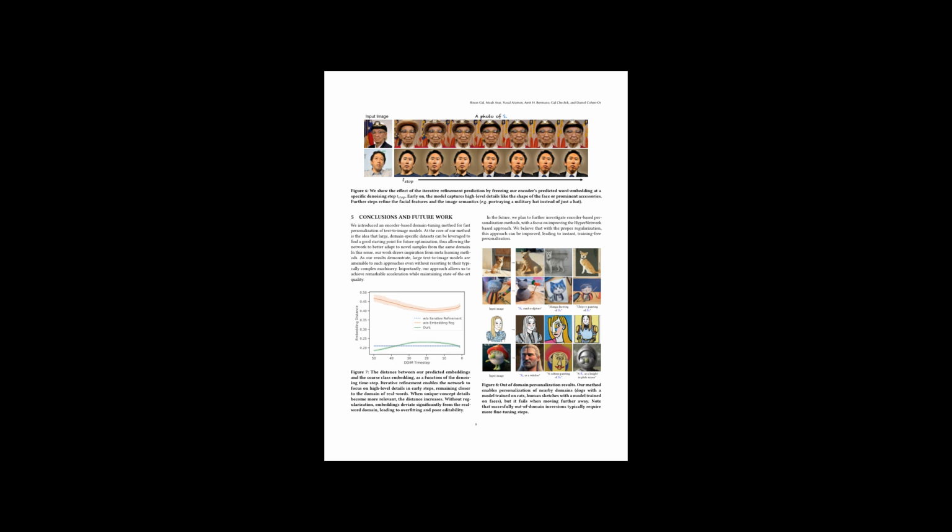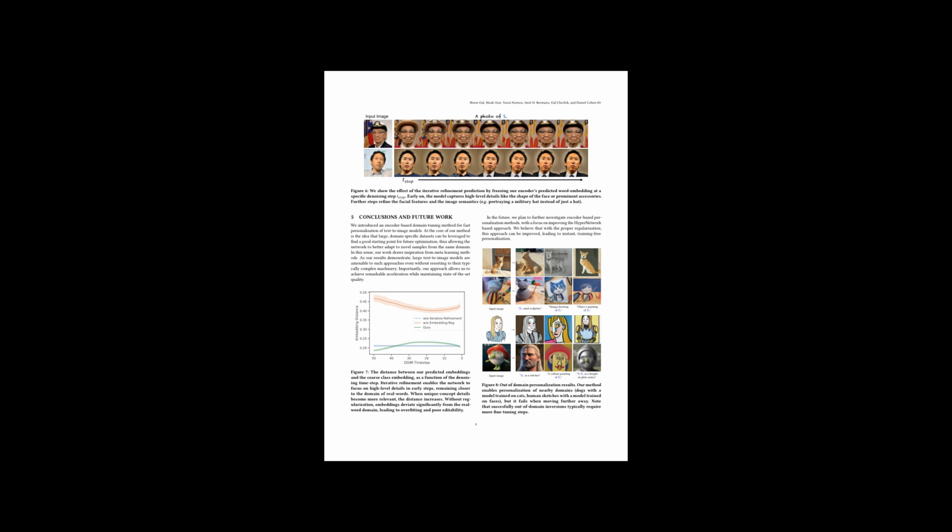The paper also presents a graph showing the relationship between the predicted embeddings and the real-word domain embeddings during different steps of the denoising process. Iterative refinement keeps the embeddings close to the real-word domain initially, but as unique, domain-specific details become important, the distance increases. Without regularization, the embeddings can diverge significantly, resulting in overfitting and poor editability.